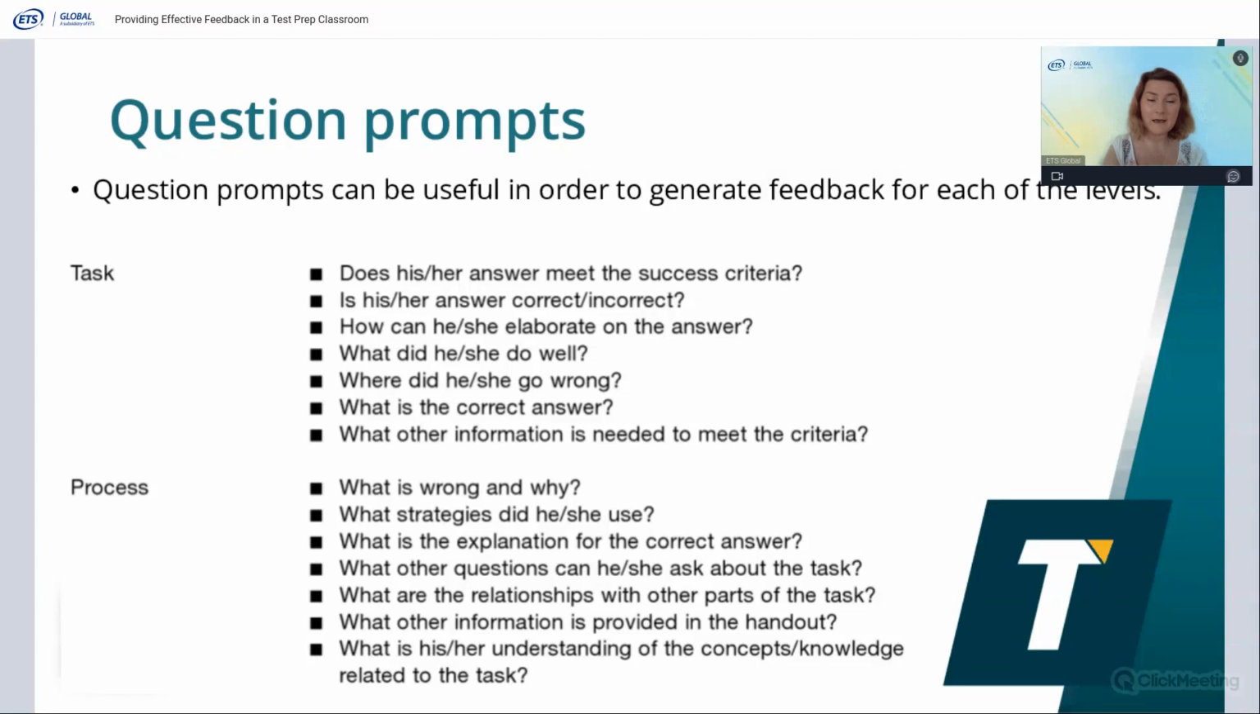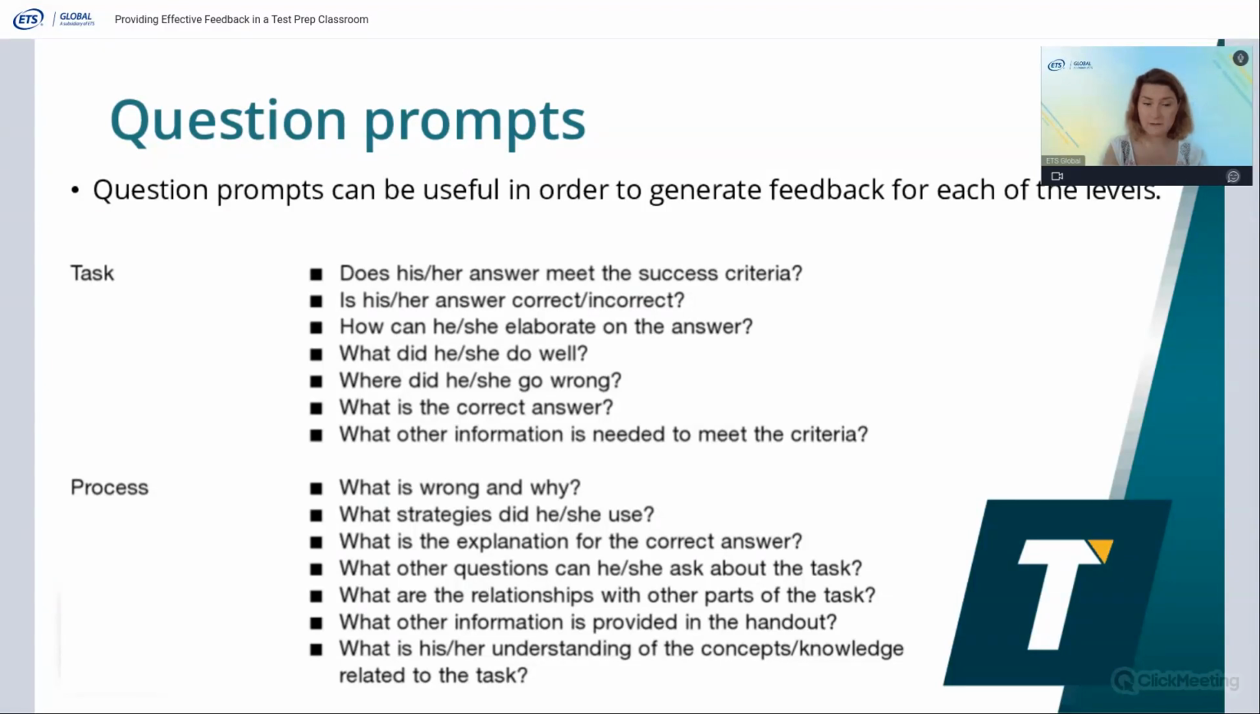Okay, so there have also been some question prompts suggested to assist you with generating feedback for each of the levels. So what kind of questions can guide you to provide feedback specifically for task? So you may ask yourself questions, well, does his or her answer meet the success criteria? Is his or her answer correct or incorrect? How can she or he elaborate on the answer? What did they do well? Where did they go wrong? What is the correct answer again? And what other information is needed to meet the criteria? So completeness and accuracy, we could say.